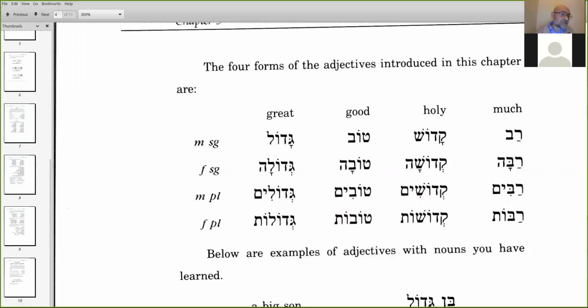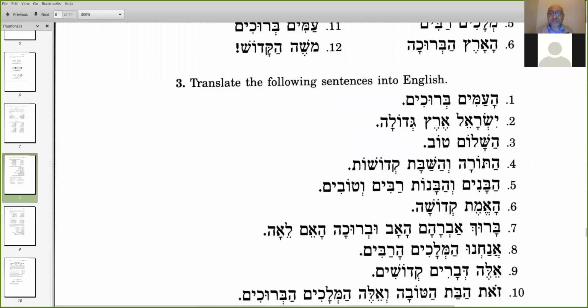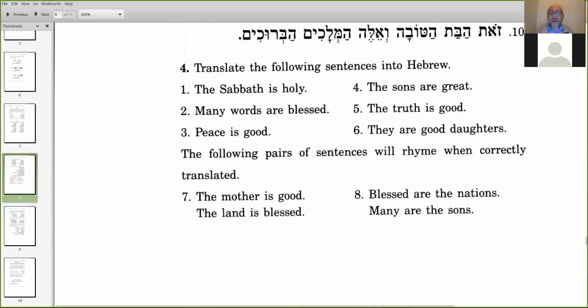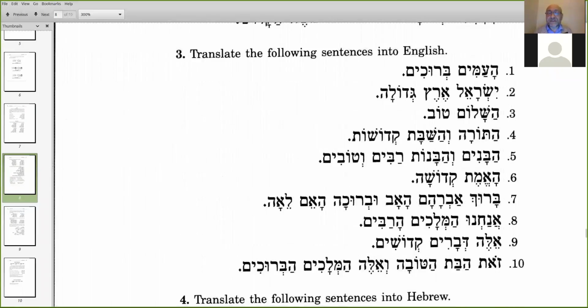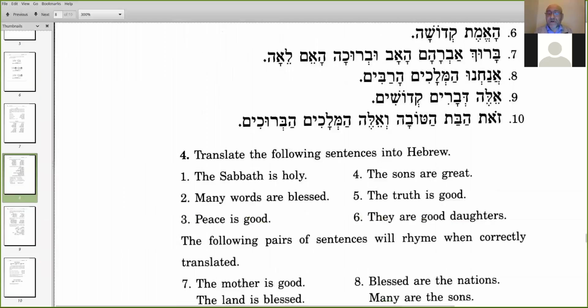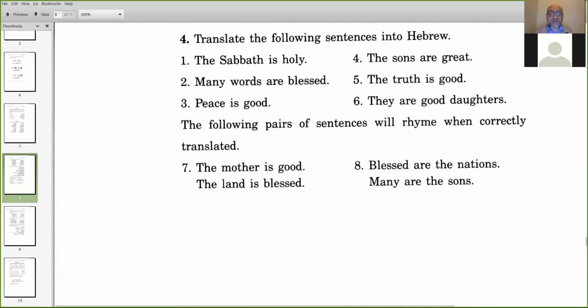Okay, so let's now go to, and I believe somebody just joined us. Let's get down to our exercises we ended on, and we're going to literally translate these in reverse. Before, in the previous exercise, in section 3 of this chapter, we were translating these into English. Now we're going to go the other way and translate into Hebrew.